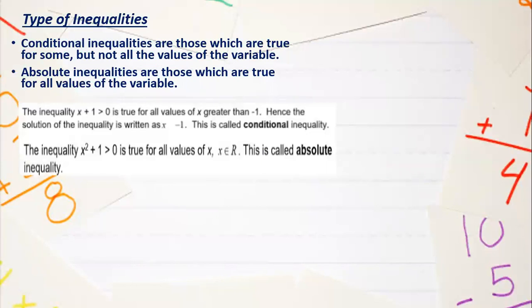Types of inequalities: conditional inequalities are those which are true for some but not all values of the variable. Absolute inequalities are those which are true for all values of the variable. So the inequality x plus 1 greater than 0 is true for all values of x greater than negative 1. Hence, the solution of the inequality is written as x greater than negative 1. This is called a conditional inequality. The inequality x squared plus 1 greater than 0 is true for all values of x. This is called an absolute inequality.